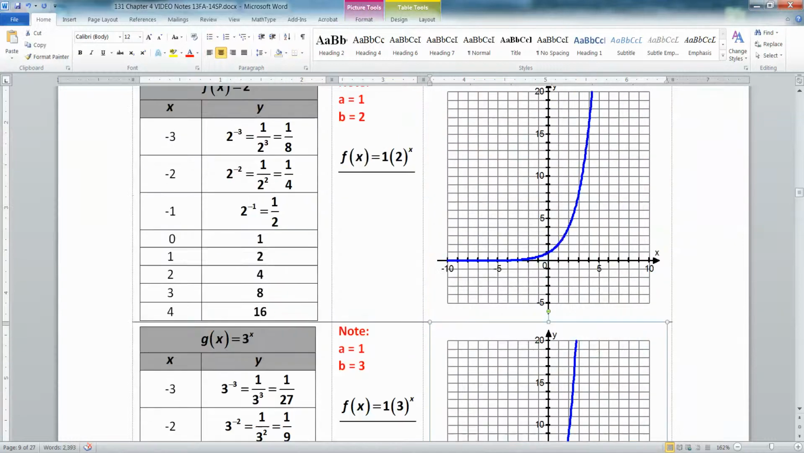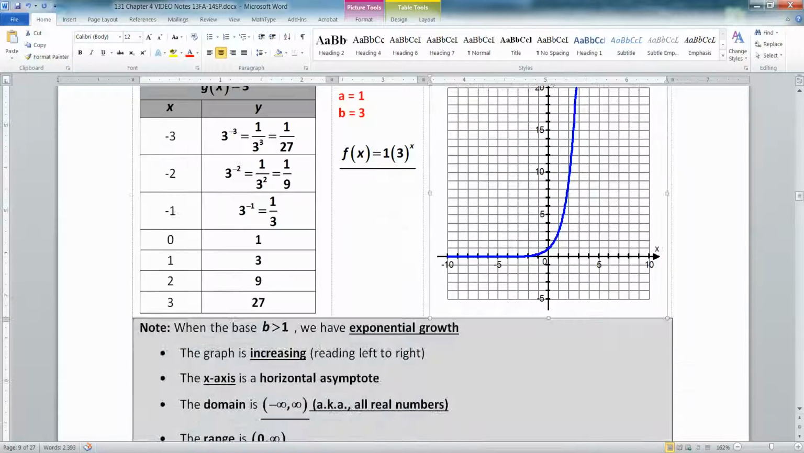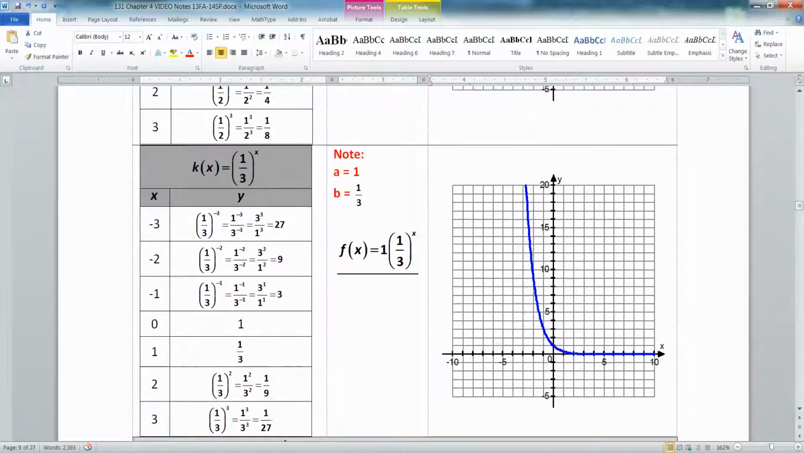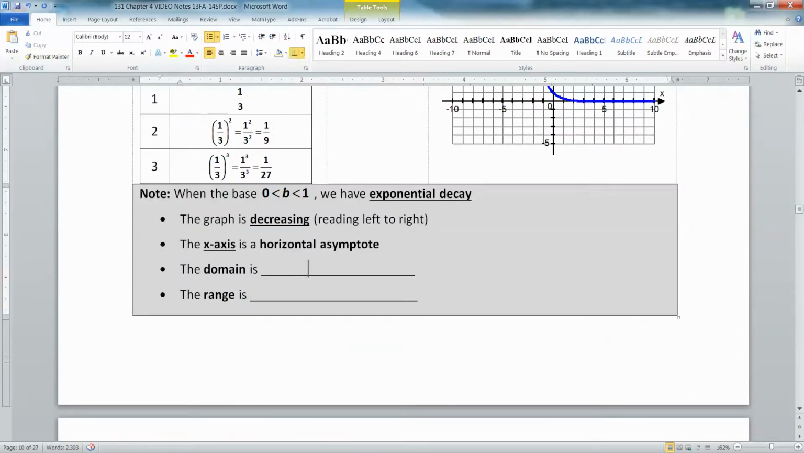You know, I like that color so much, I actually went back and changed these graphs so they're blue. So that's prettier. So you can see it more clearly. There it is surfing along. So the x-axis is a horizontal asymptote.